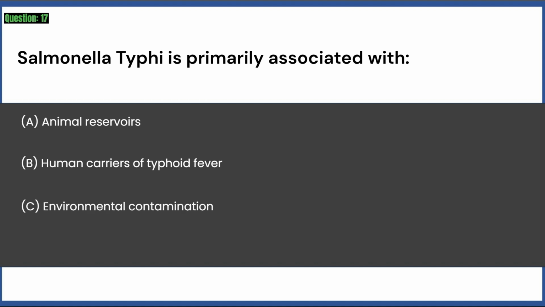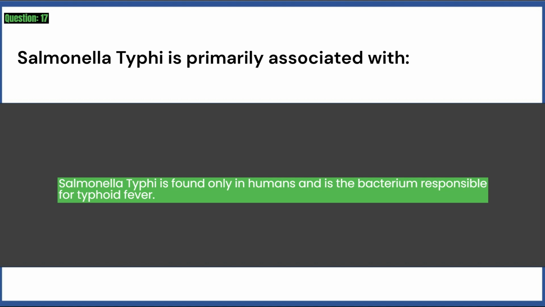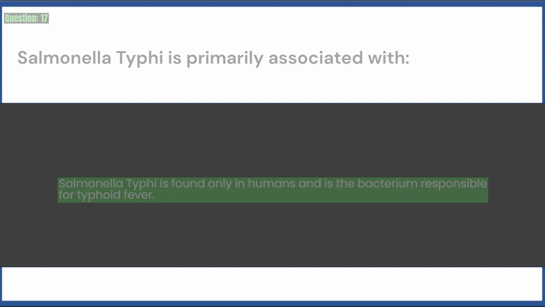illness. Salmonella typhi is primarily associated with: A. Animal reservoirs. B. Human carriers of typhoid fever. C. Environmental contamination. D. Vegetative surfaces. Answer: B. Salmonella typhi is found only in humans and is the bacterium responsible for typhoid fever.